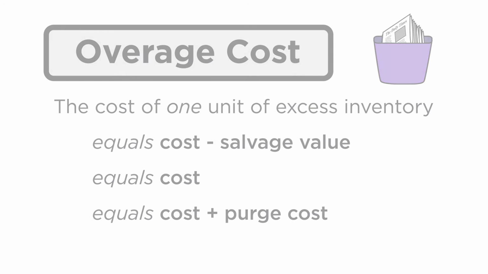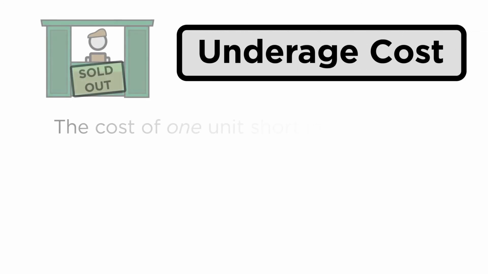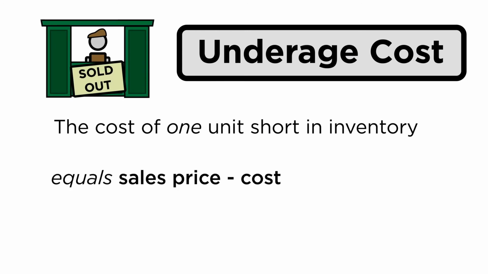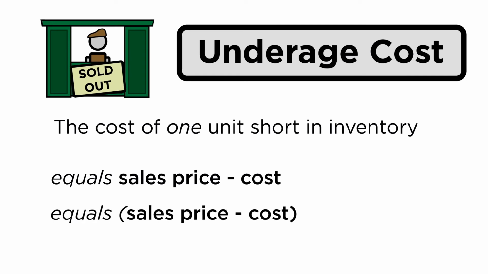The other side of the coin here is the underage cost, which would be the case in which you don't have enough inventory to meet your demand. So it could be the margin, the difference between the selling price and the procurement cost, or it could be that margin plus some sort of a goodwill cost, if having a customer walking away has some future costs that you will need to take into account because a customer is dissatisfied with the service you are providing.